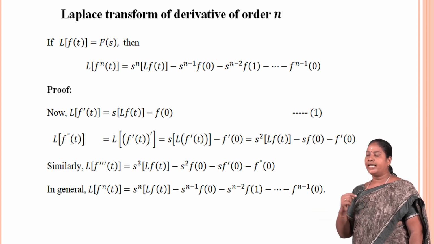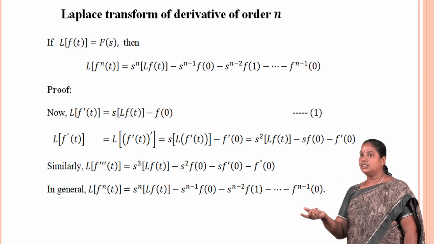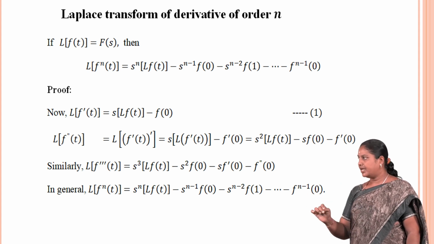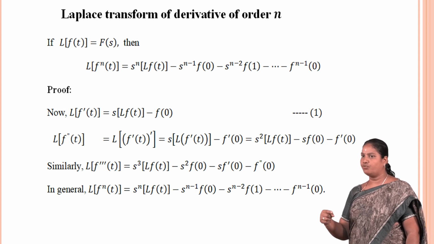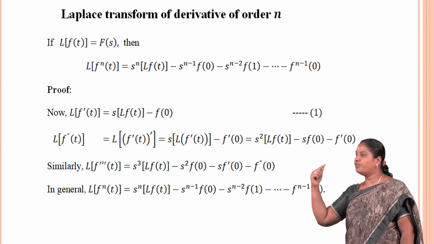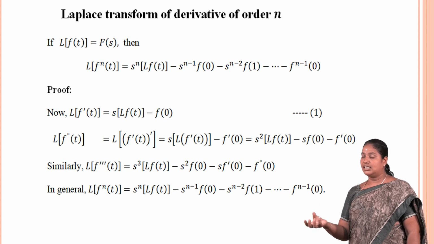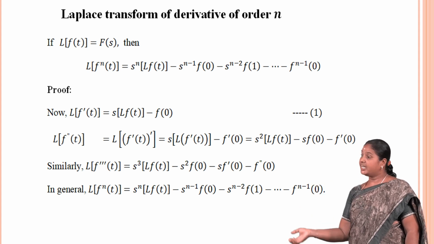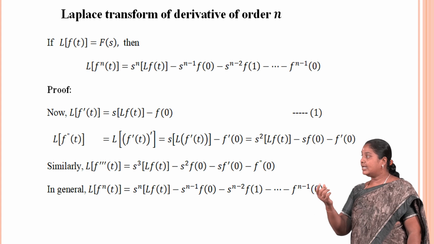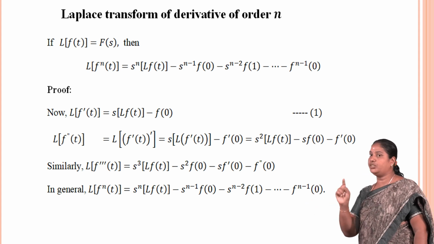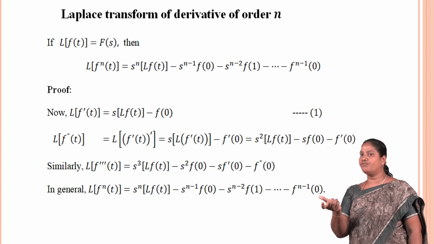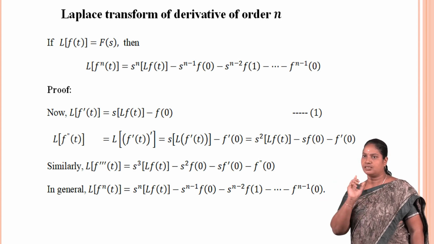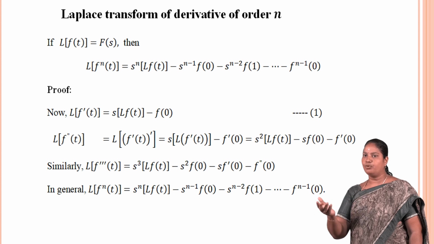So it is nothing but L of f^(n)(t), that is nothing but capital F of s: s^n F(s) minus s^(n-1) f(0) minus s^(n-2) f'(0) and so on, minus f^(n-1)(0). Here f^(n-1) means the (n-1)th derivative of f, and the value of that derivative at the point 0, that is the initial point. We can observe that this is nothing but a polynomial of degree n with respect to s. Okay, so now we will see the proof of this.